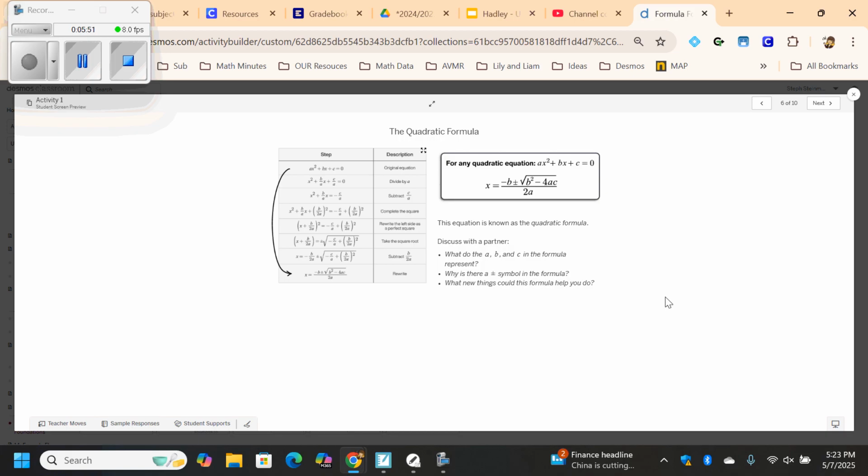And what new things could this formula help us do? So it helps us solve a quadratic when we can't factor it. So if I can't factor the form, it's unfactorable. The quadratic formula is another way, especially if the answer is a decimal or a fraction.